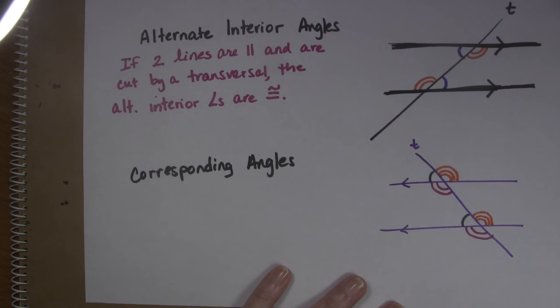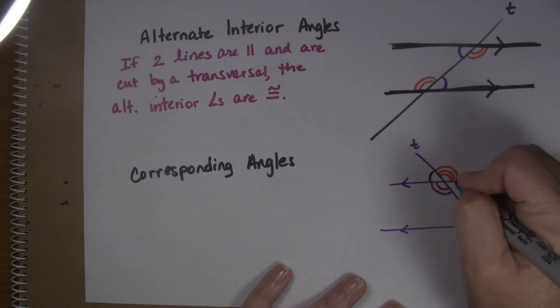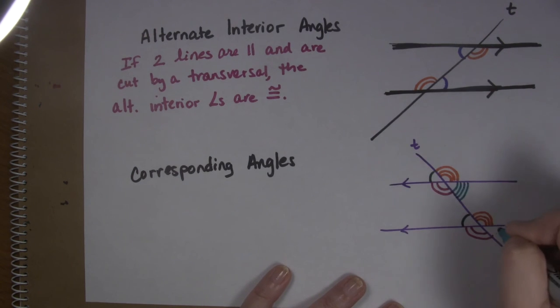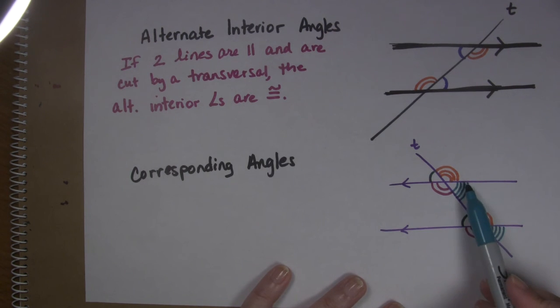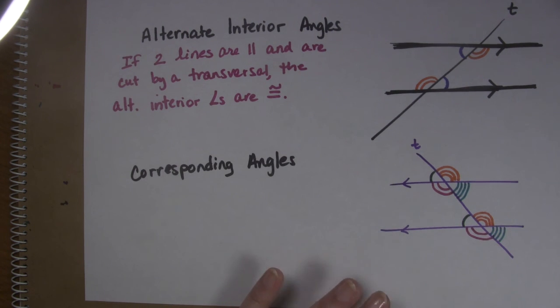And then finally, I need a new color. Let's go with this one. And so on this side of the line, I have one more. Oh boy, I got a lot of arcs there, don't I? 1, 2, 3, 4. Again, below the parallel line on the right-hand side of the transversal. Those are called corresponding angles.